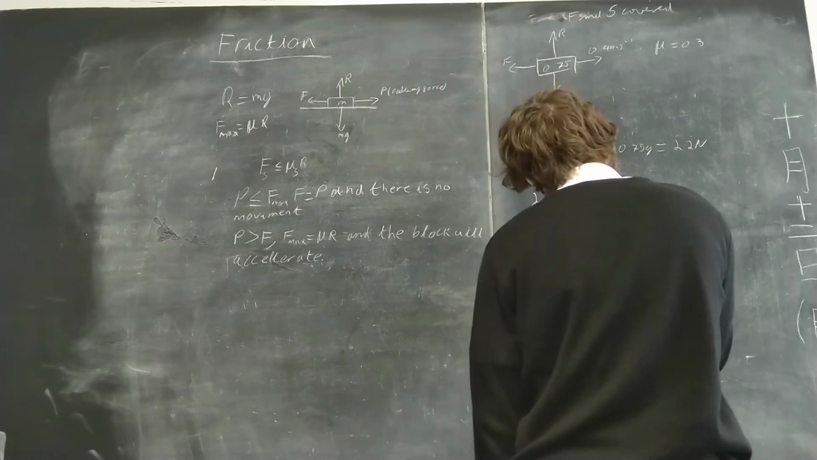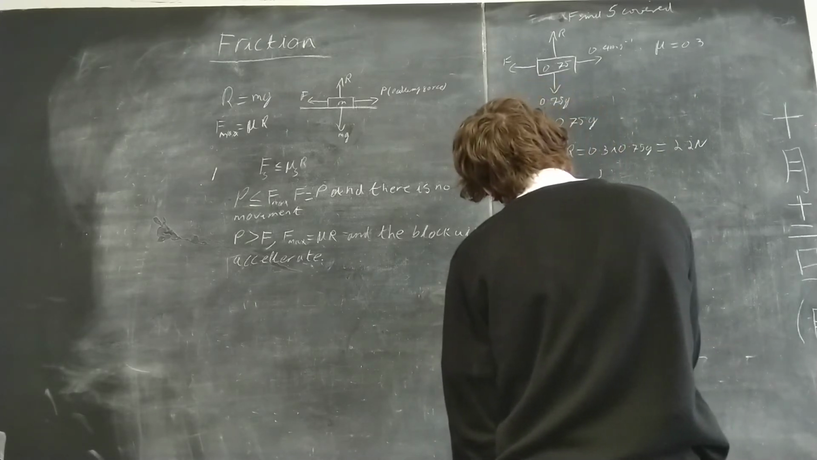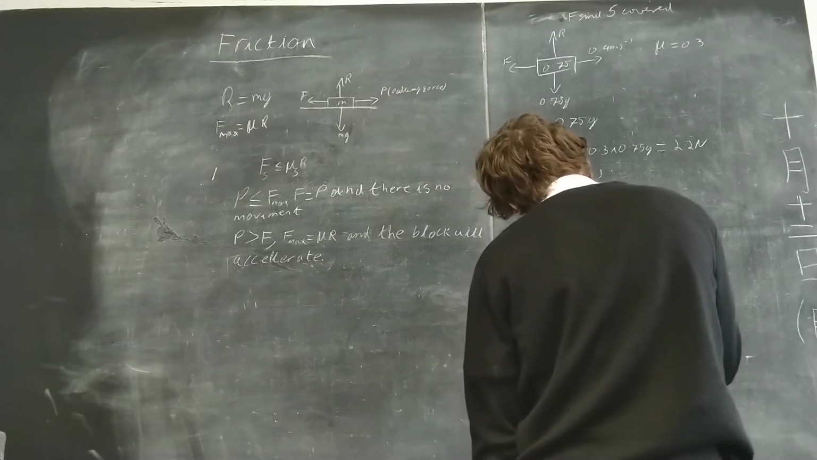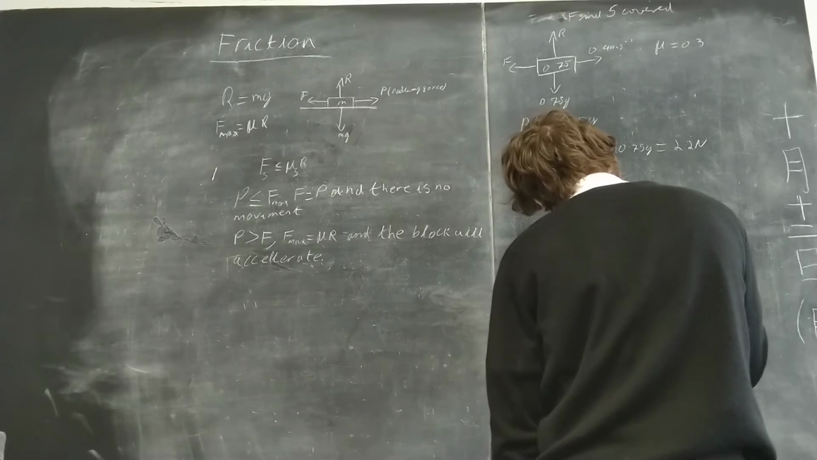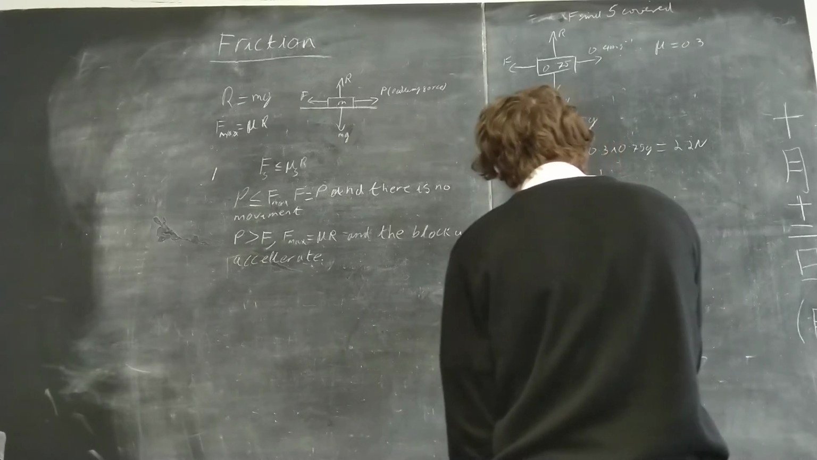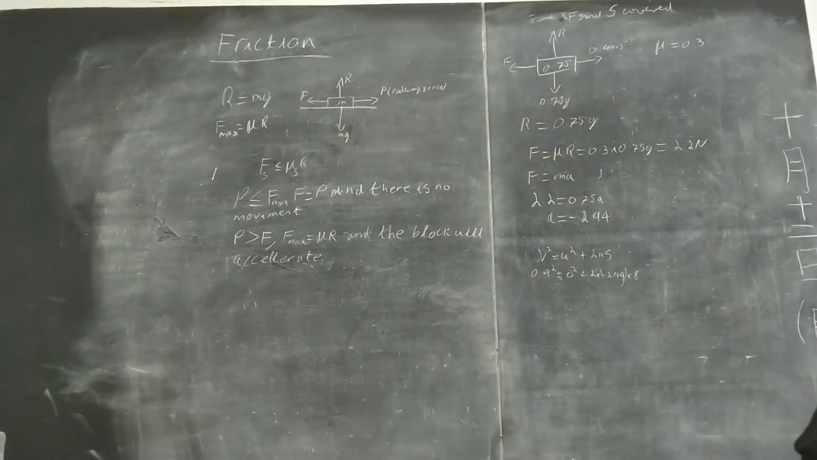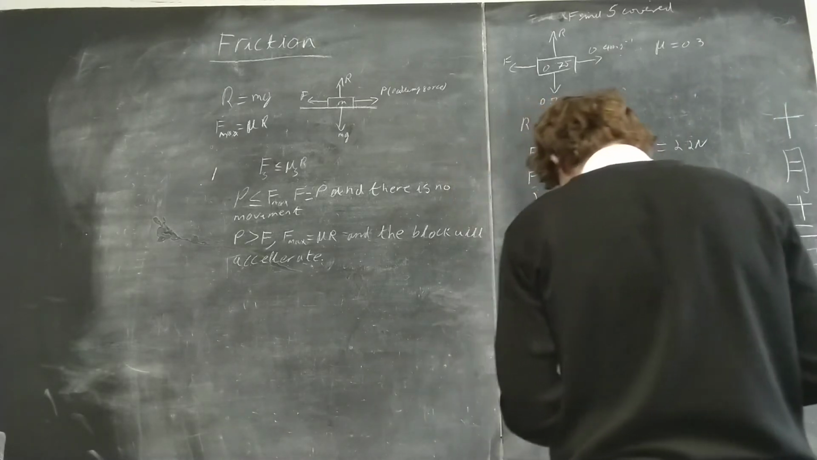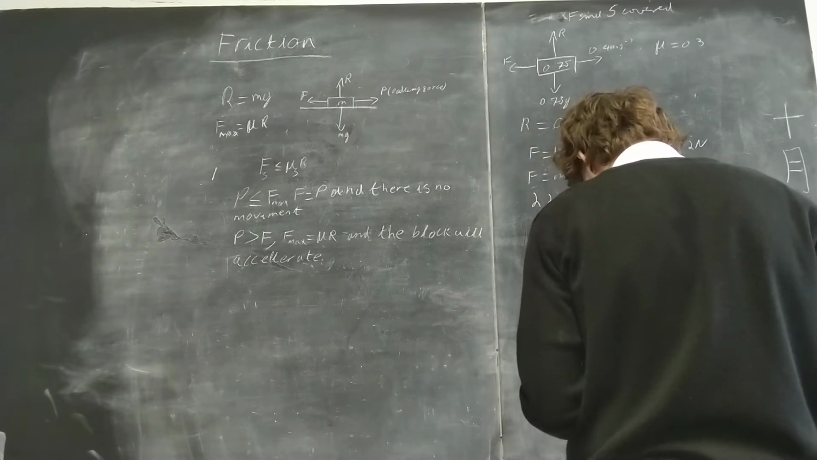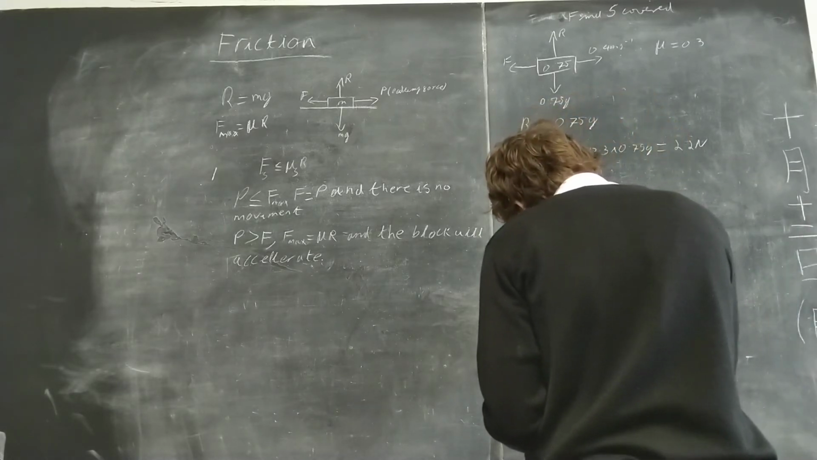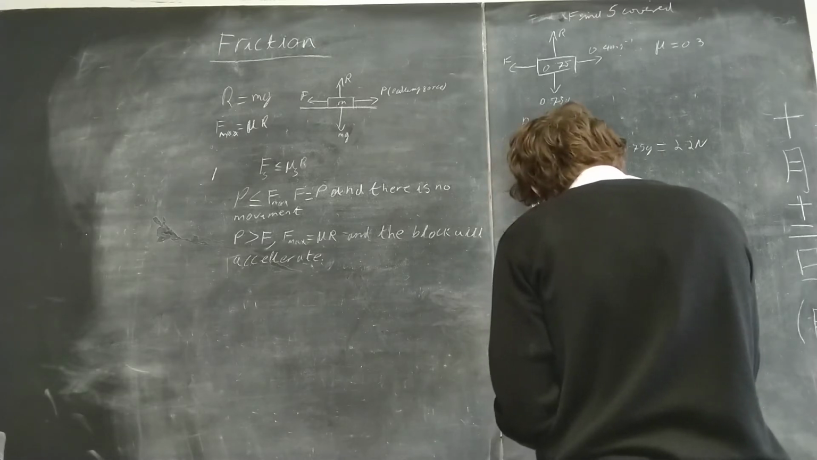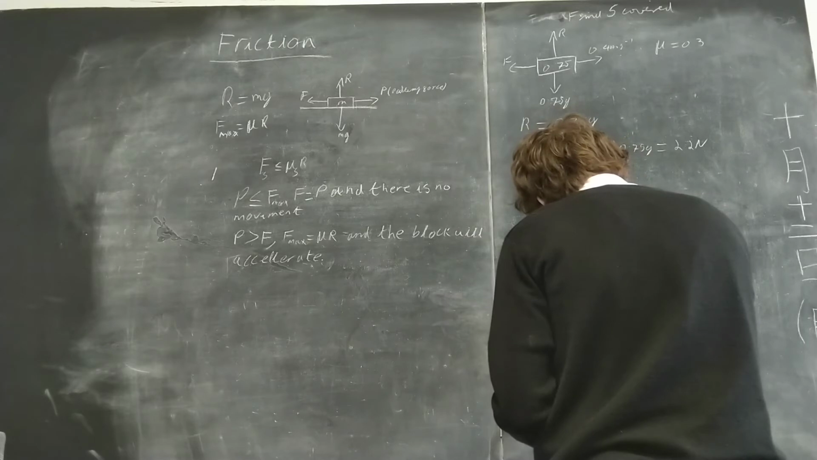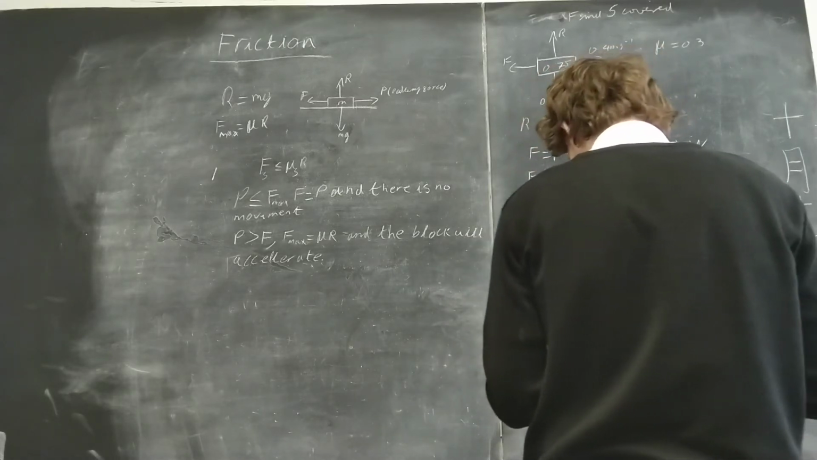V squared equals U squared plus 2AS. 0.4 squared equals 0 squared plus 2 times minus 2.94 times S. I should have brought my calculator. Okay, very good. It needs to be times.